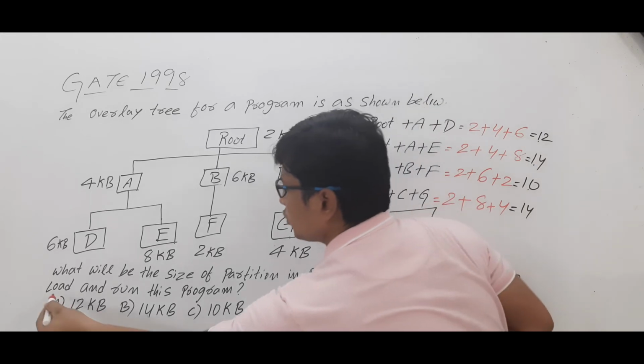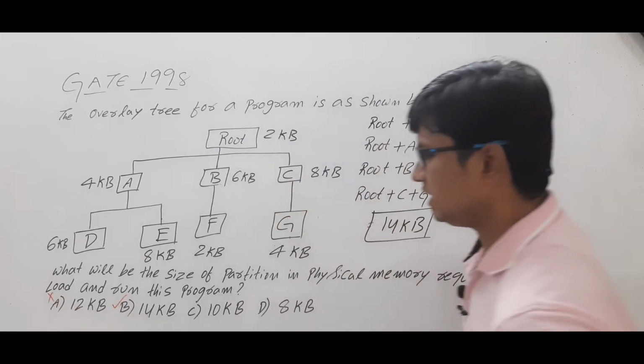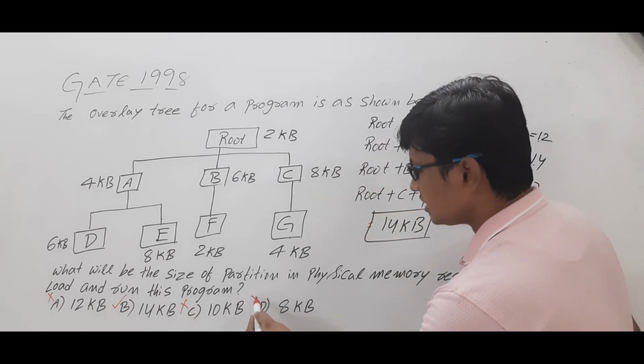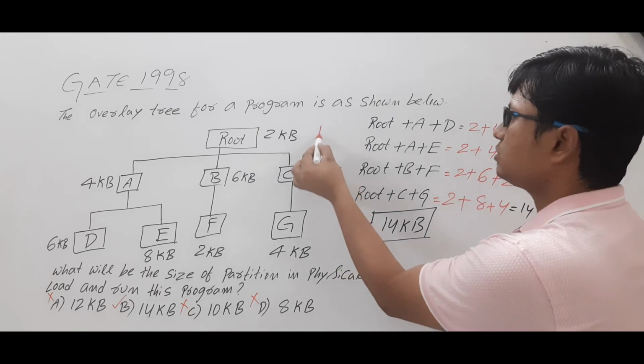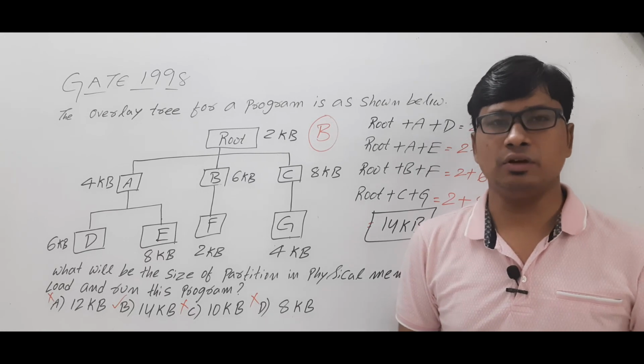Option A is saying 12 KB, which is wrong. Option B is saying 14 KB, which is right. Option C is saying 10 KB, wrong. Option D is saying 8 KB, wrong. So the right answer for this question is option B. I hope you have understood how I solved this question.